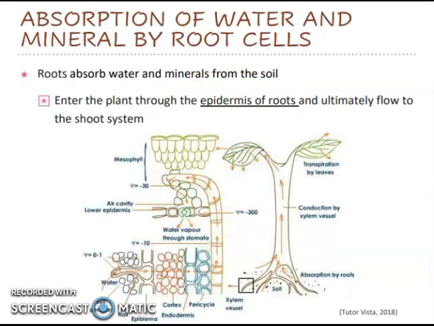Okay, now we move to this slide, entitled Absorption of Water and Minerals by the Root Cell. Based on this title, it describes or explains the mechanism, first, of how the water and minerals in the soil can enter into the root tissue. This is the mechanism or process at the first stage of transportation of water and minerals that happens in the plant tissue. Roots absorb water and minerals from the soil. So how are roots adapted for this?